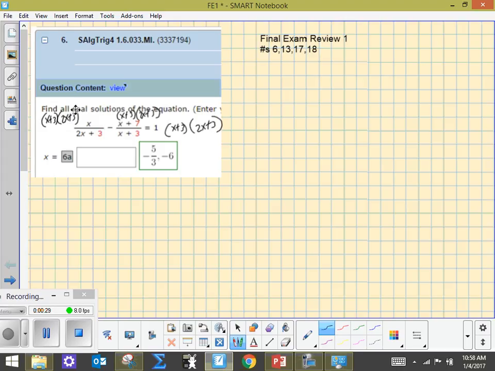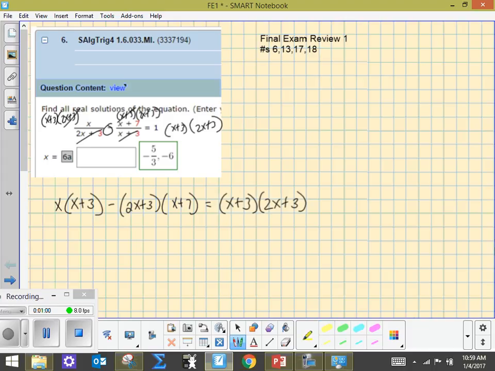So doing that, the 2x plus 3's here are going to cancel out, and it leaves me x times x plus 3. Over here, the x plus 3 is going to cancel out, and it leaves me a minus sign because of that minus. Now it's going to be 2x plus 3 times the quantity x plus 7. Equals then 1 times x plus 3 times 2x plus 3.